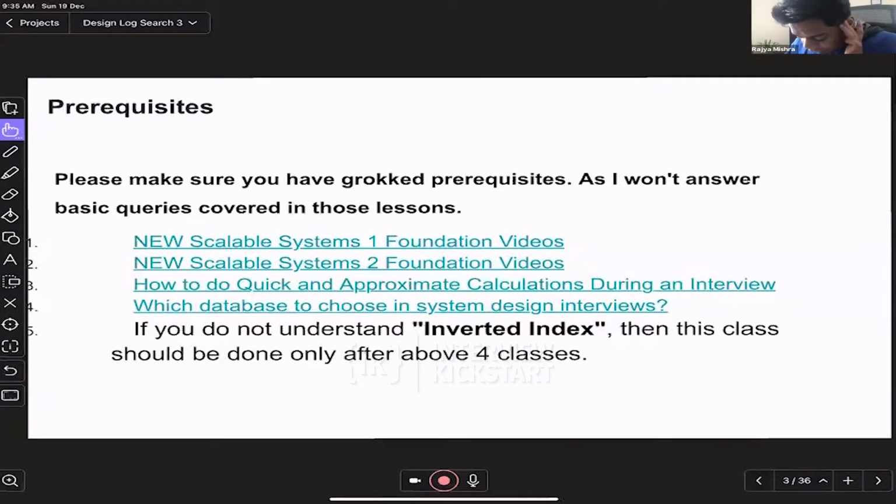Okay, so the prerequisites are these four sessions: scalable systems 1 and 2, how to do quick and approximate calculation, and which database to choose in system design interviews. And another point is that if you do not understand what an inverted index is, then this class should be done only after the above four classes. So I hope everyone has done the prerequisites.